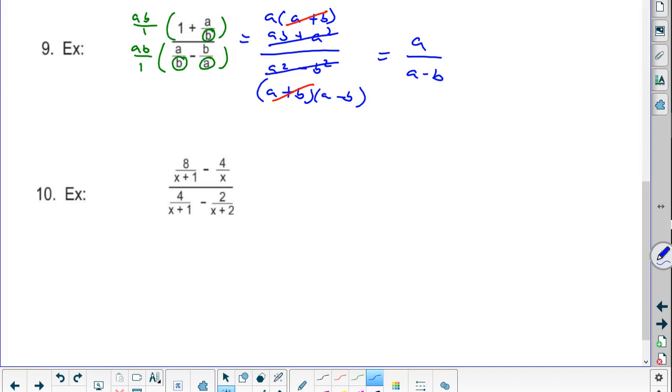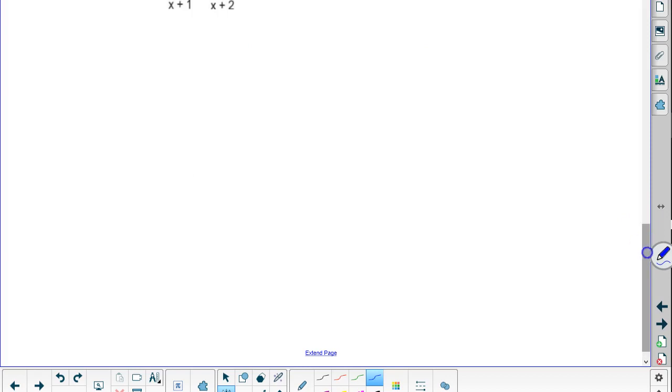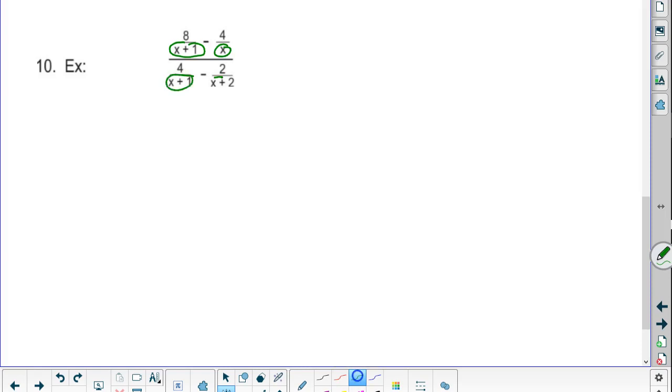Any other questions, anybody else? All right, let's look at number 10 here. This one is a little bit more involved. So now I got all kinds of issues. I have an x plus 1 issue. I have an x issue. Thankfully, the same x plus 1 and an x plus 2. Ay, ay, ay. That's a lot of stuff.